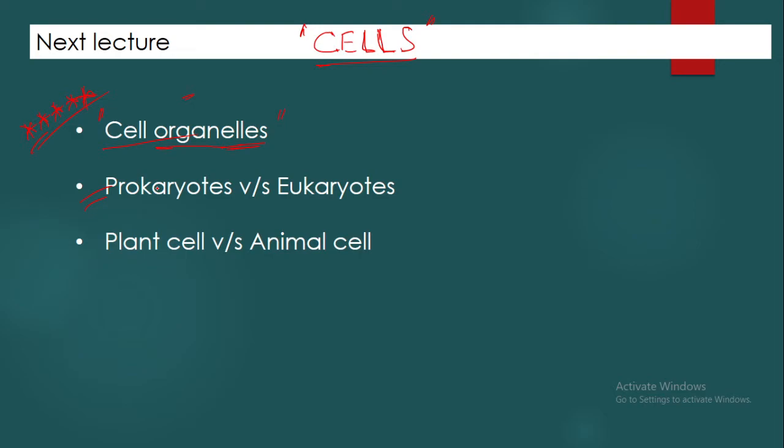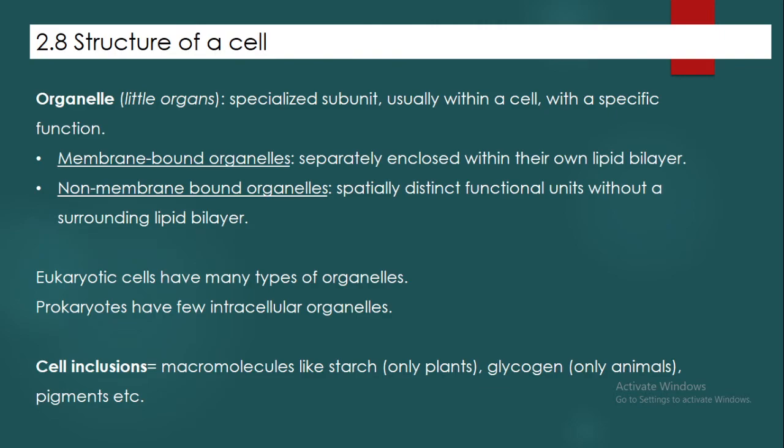Okay, so now we are moving to the second part, that is cell organelles. What are prokaryotes? What are eukaryotes? These are different types of cells. And within eukaryotes, there are plant cells and animal cells. Okay, let's see. First, we will see what is the definition of organelle.